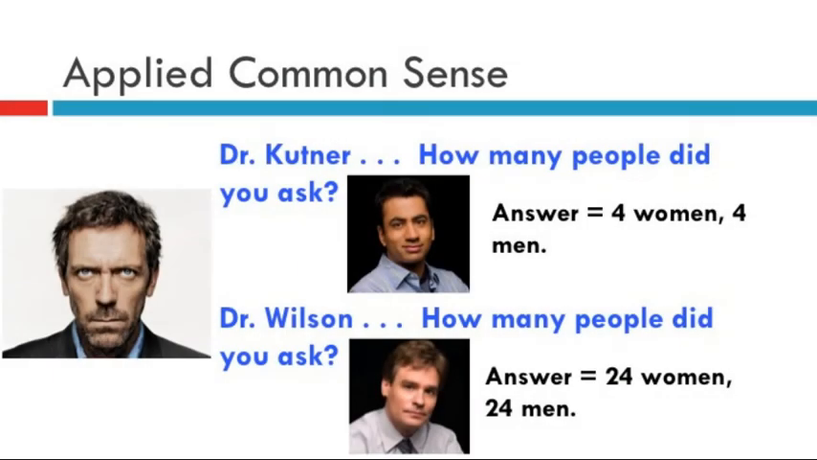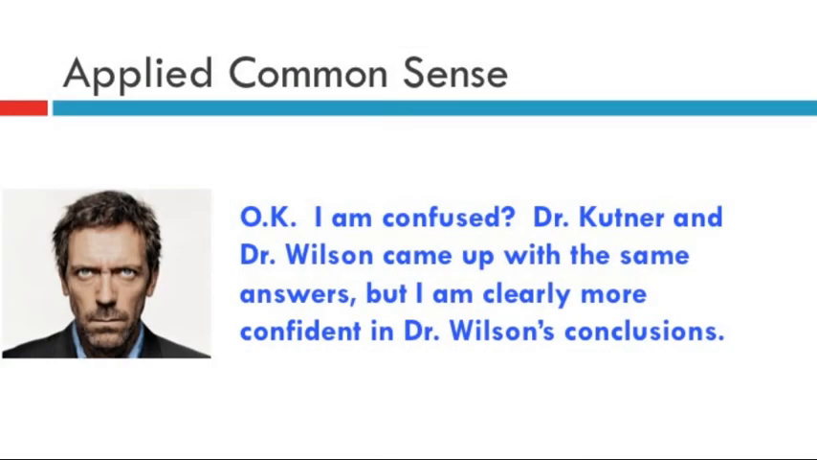Taking his cue, Dr. House might ask his two data collectors how many people they actually interviewed to get that data. Dr. Kuttner asked 4 women and 4 men. Dr. Wilson, being the fastidious, more anal retentive type, asked 24 women and 24 men. Dr. House might at this point be a little bit confused. He says, my people came up with the same results, but obviously he's a little bit more confident in Dr. Wilson's conclusions. So what is that?